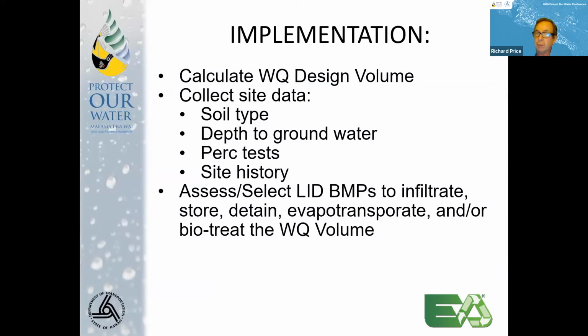So you calculate your design volume, you collect site data with soil type, depth of groundwater, typically conduct a percolation test to get your infiltration, and then research of the site history, particularly with an eye towards underground utilities and potential for contaminants in the subsurface. And armed with that information, you're then able to start the process of designing an infiltration BMP that will store and detain, evapotranspirate, and biotreat your water quality volume as designed.